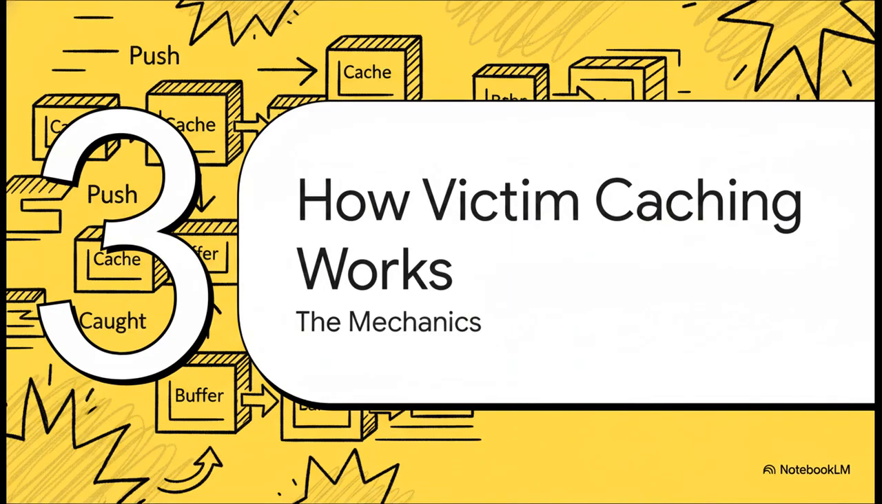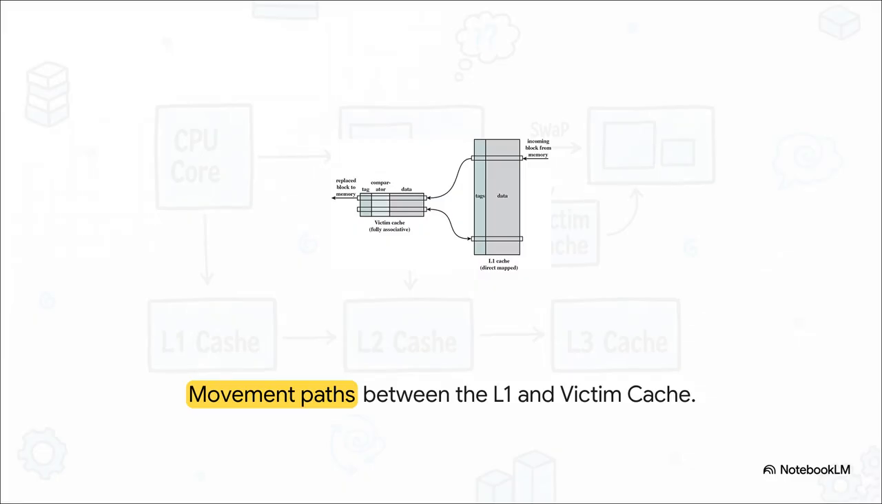So, moving on to part three, how victim caching works. Okay, so how exactly does a buffer this small pull off such massive performance gains? Well, if we map out the operational movement paths, we find a golden rule for this setup. The exact same line of data is never ever present in both the direct mapped main desk and the victim tray at the same time.